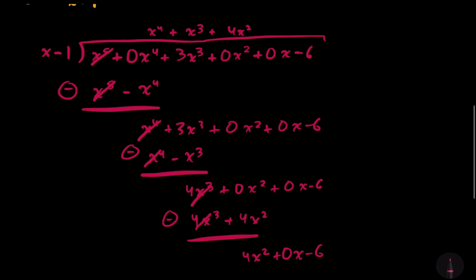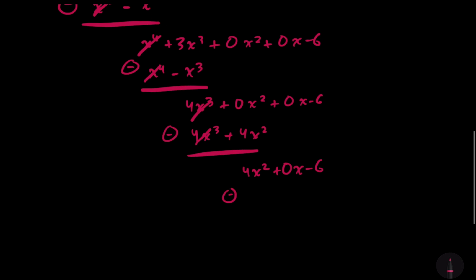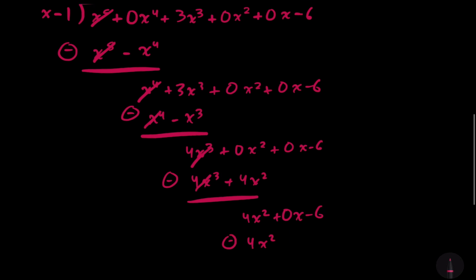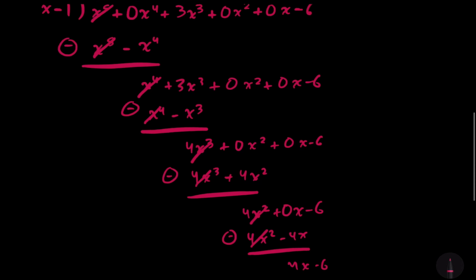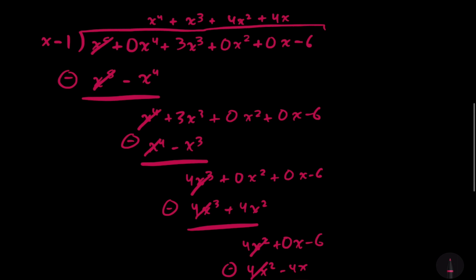4x squared divided by x is just positive 4x. Again, multiply and subtract, we get 4x squared minus 4x. And then again, these cancel, this becomes positive 4x minus 6. And then finally, 4x divided by x is just plus 4.